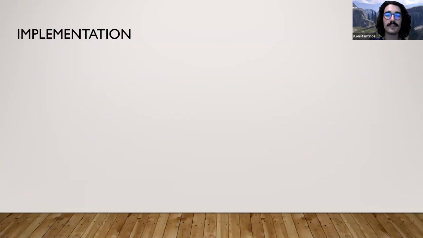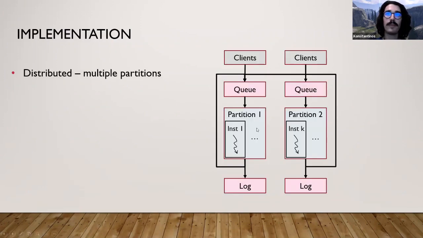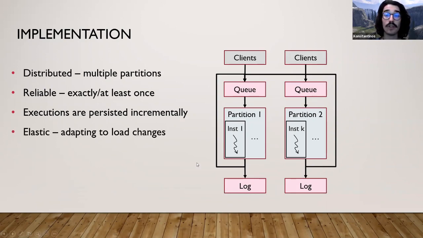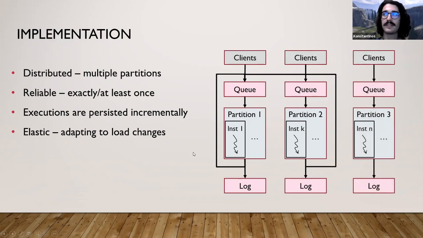So the implementation of this engine is distributed in the sense that there are multiple partitions, each of which handles a different subset of instances. They are reliable, so they guarantee exactly once execution for everything internal and at least once for external effects. And this happens because everything is persisted, and persistence happens incrementally. So there is no stop the world snapshot that happens every now and then to persist the whole state of the system. So persistence happens using these input queues and these logs. And it's also elastic in the sense that if we have more load, a new partition can be spawned to handle this additional load. And then if the load is reduced again, it can be stopped.